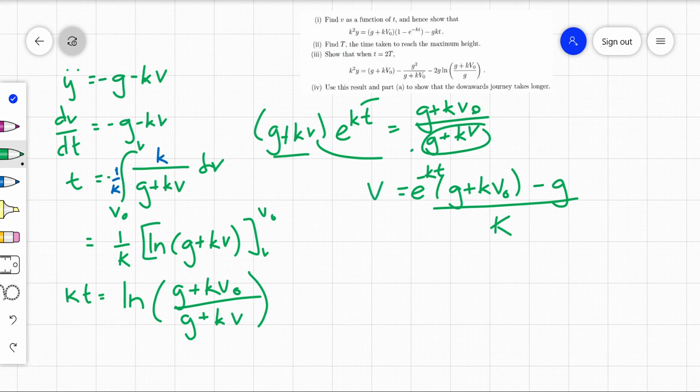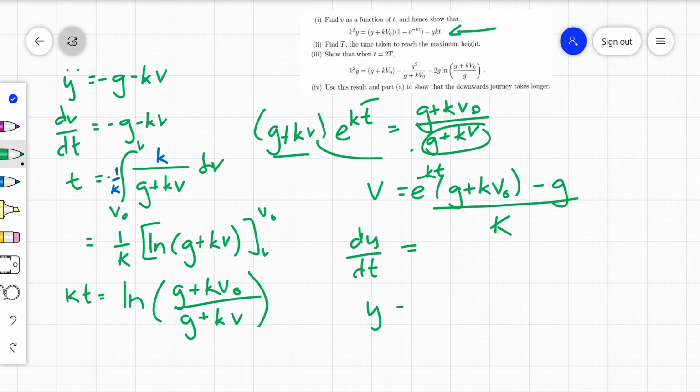All right. So then if I'm looking for, so find v as a function of t and hence show that. So now I'm looking for the actual y value. So I'll make v dy dt. You can see there's t's in there and the displacement. So if we make velocity dy dt and solve for, so that equals that expression.